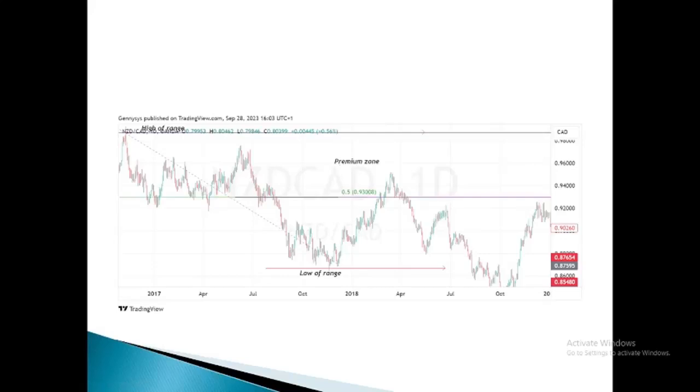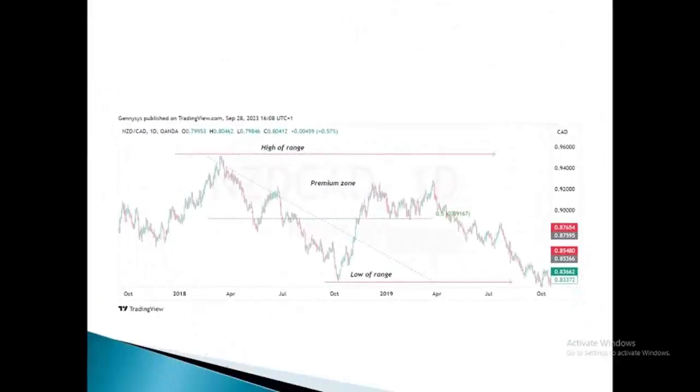Okay, so like I said, in the downtrend you want to sell. So this is a downtrend. We're looking for sell opportunities. We're looking for the sell opportunities in premium zones. Premium zone is 50% and above, and price comes into that 50%. You sell and it drops below the previous low.